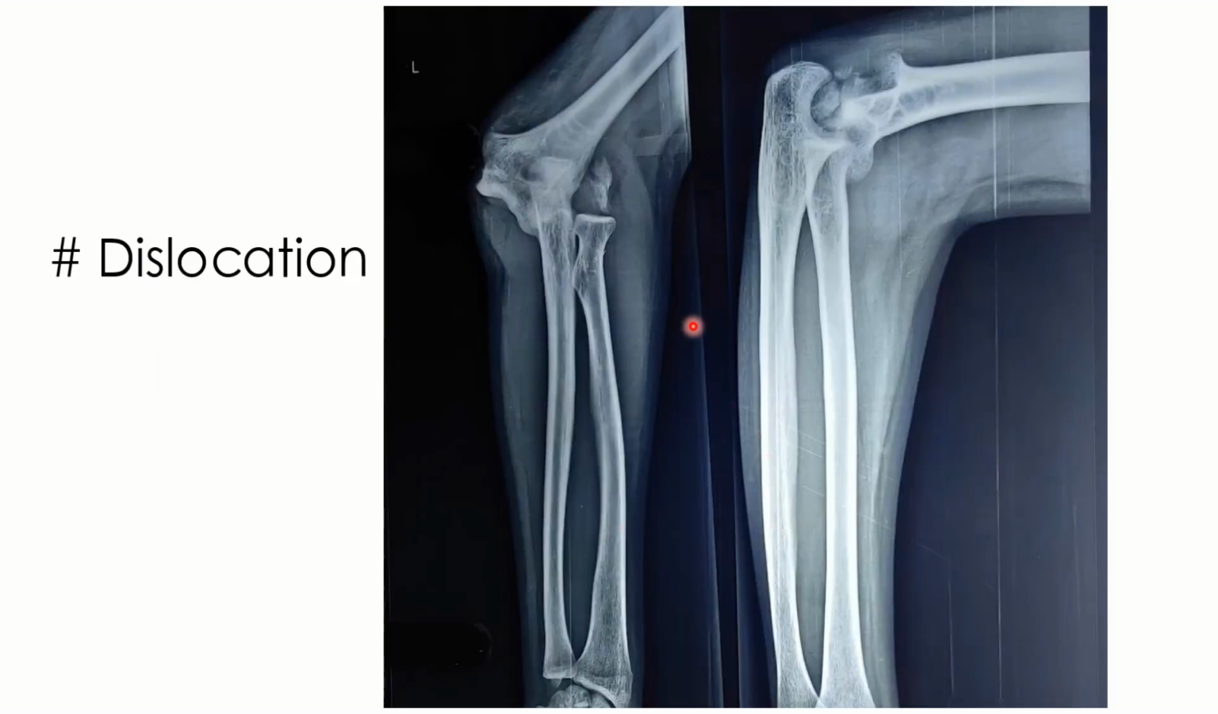Then we could have a fracture dislocation pattern. Here there is an elbow dislocation along with the fracture of the distal humerus.